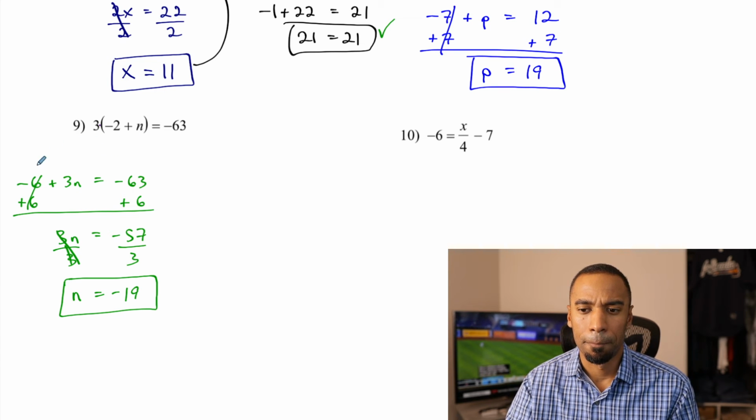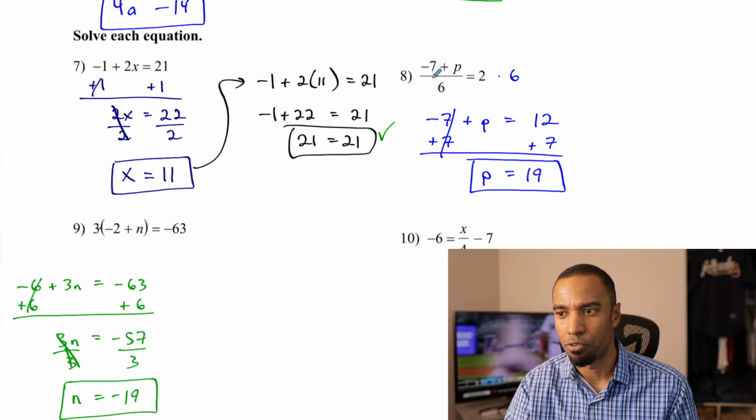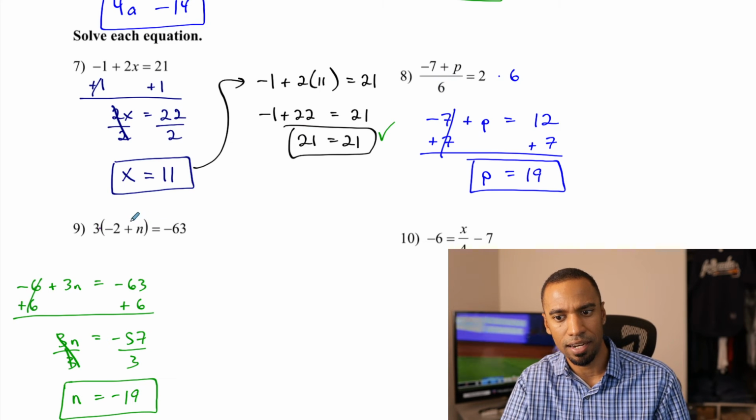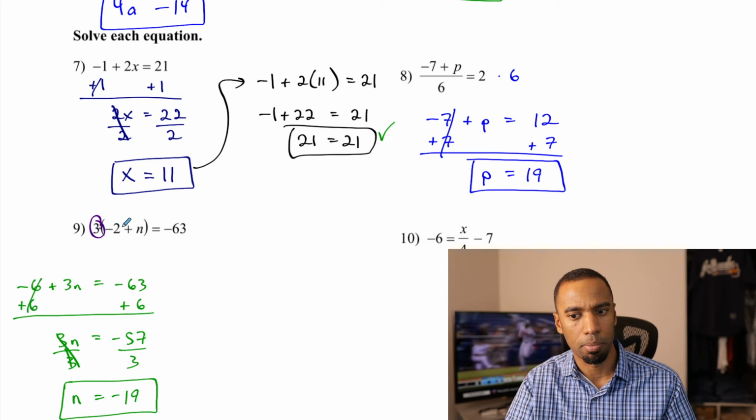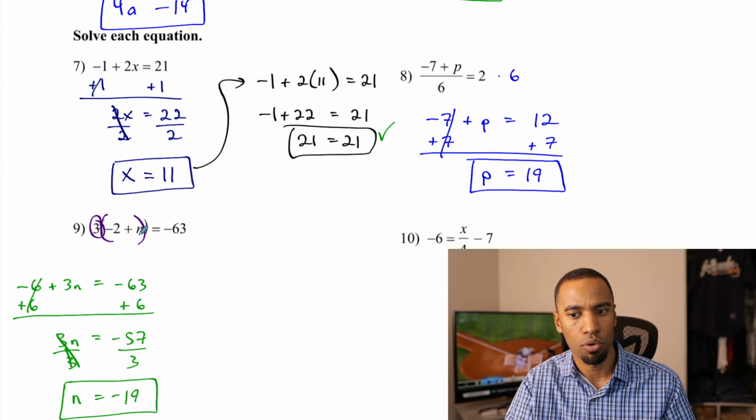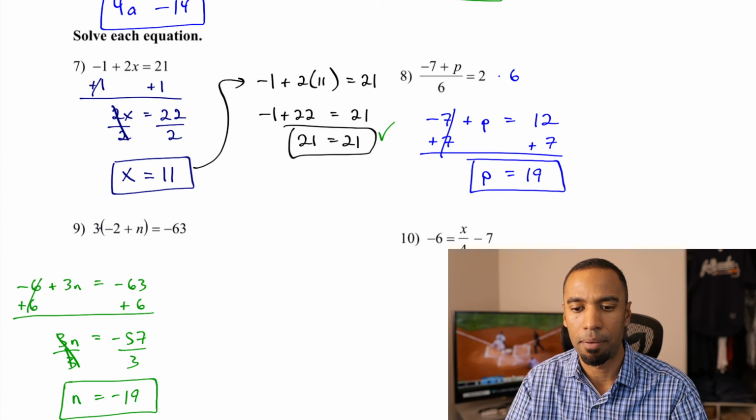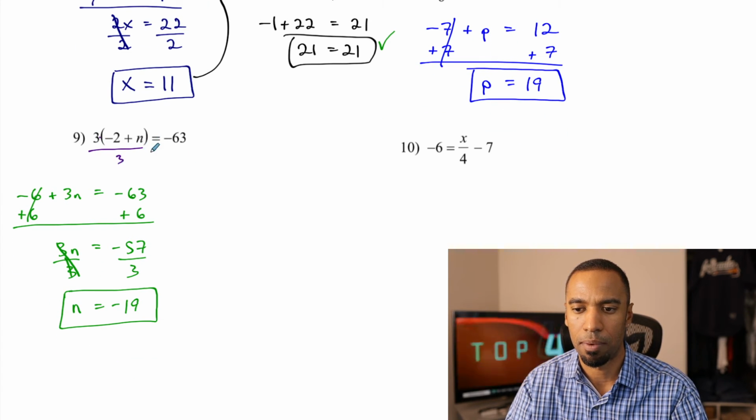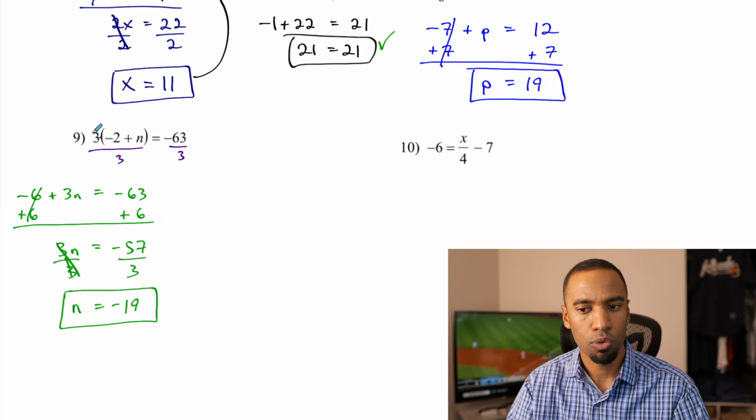Technically, yeah. This kind of falls in play like number 8. Remember, 6 is the last thing that was divided here. 3 is kind of the last thing to multiply. Negative 2 gets added with n, and then the whole thing gets multiplied by 3. So you could divide by 3 to start with if you wanted to. Divided by 3, divided by 3, and then 3 over 3 becomes 1.